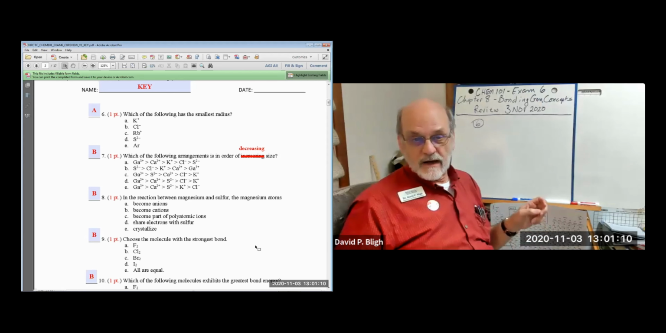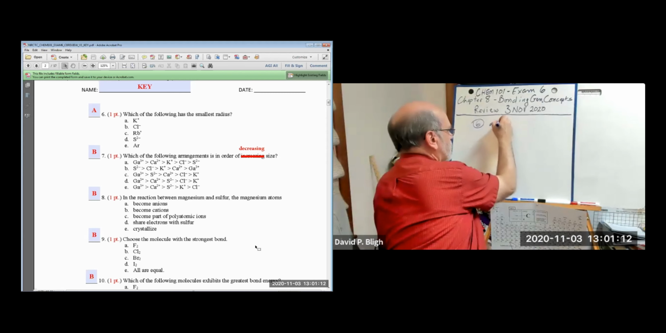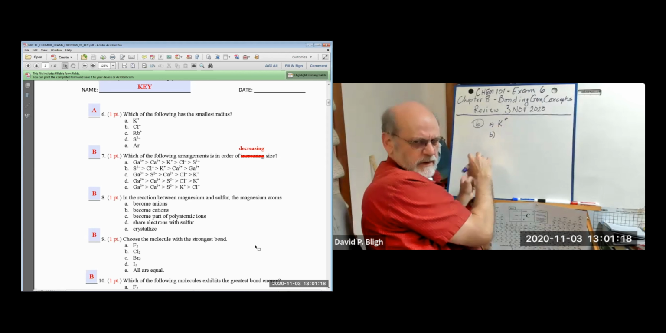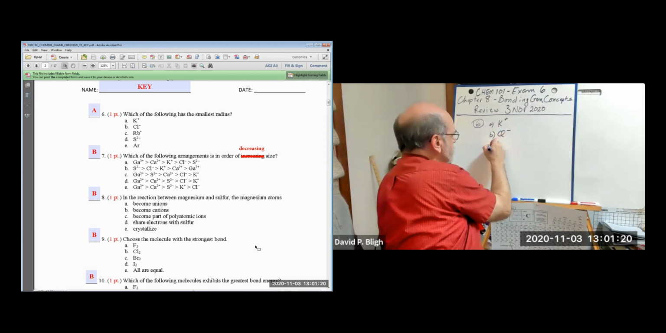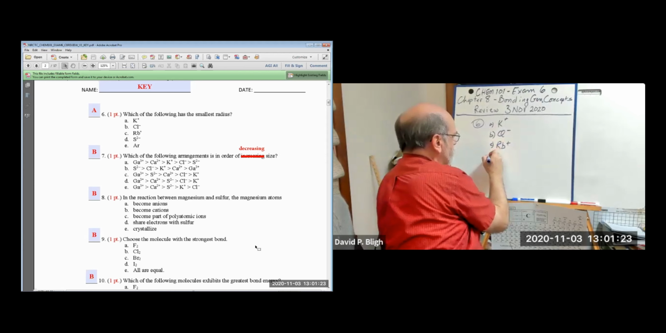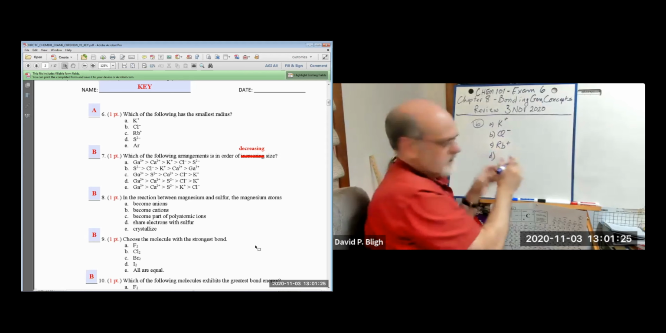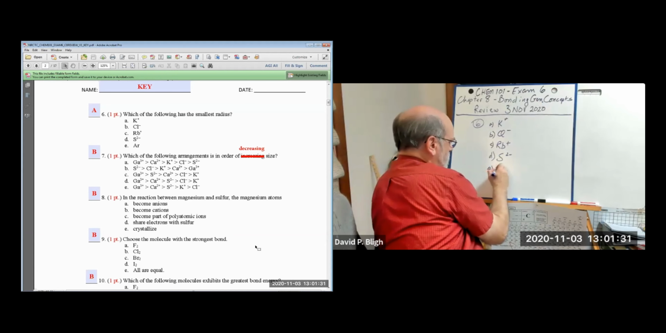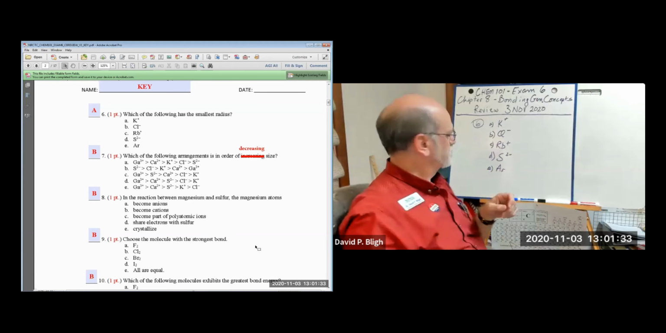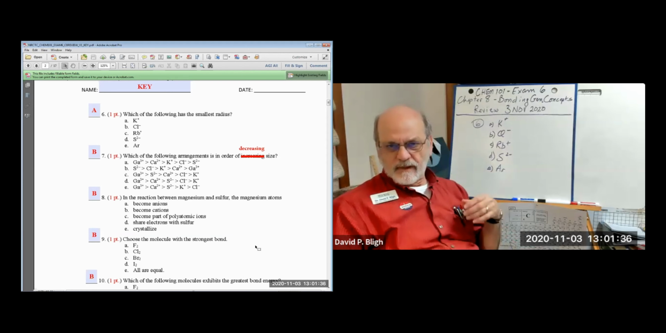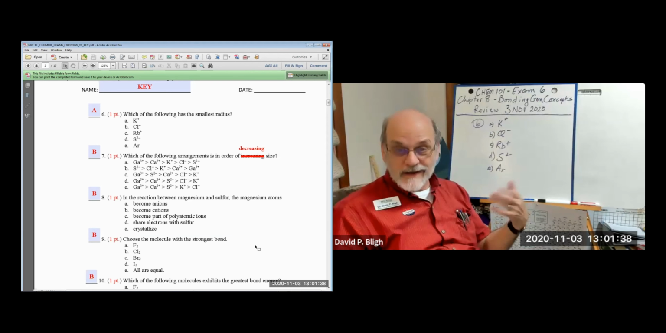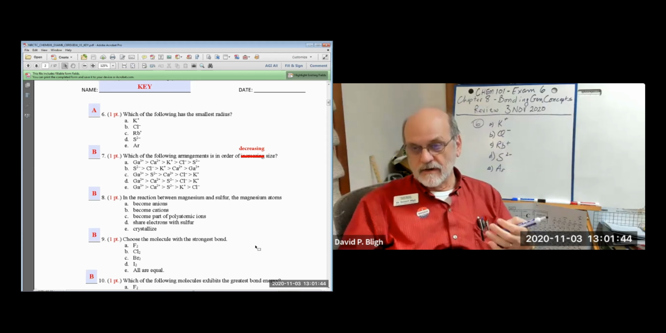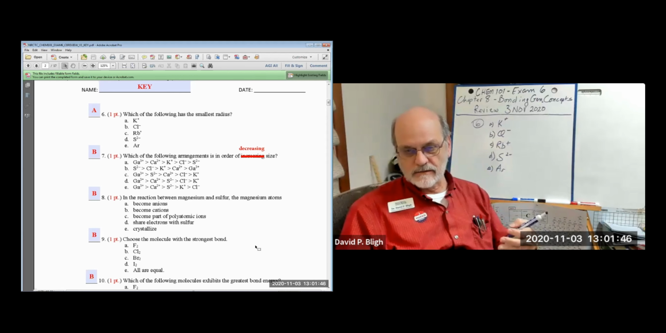Okay, we're looking at potassium, chlorine, rubidium, and sulfur, and then argon. Okay, how do you compare the radii of these elements? We're not given any quantitative data, so we have to work from periodic trends.